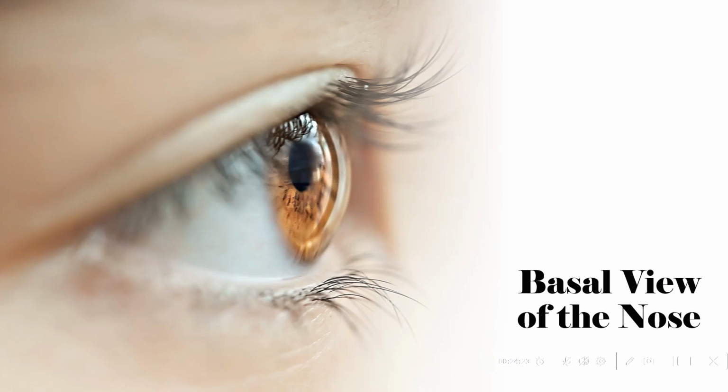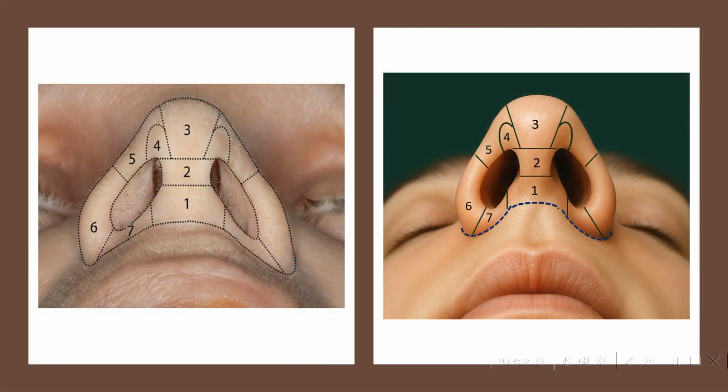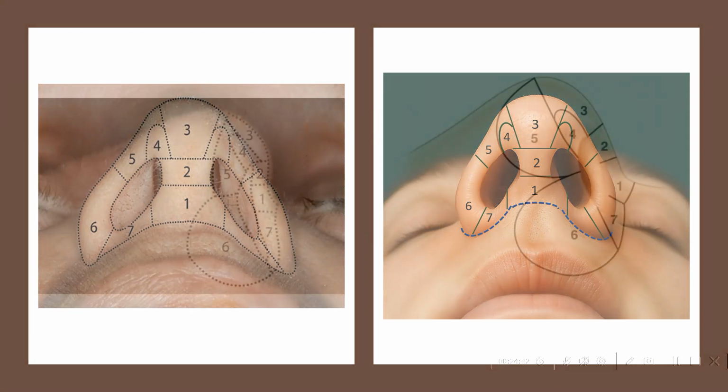Basal view of the nose. 1. Columellar base. 2. Central columellar pillar. 3. Infralobular triangle. 4. Soft triangle. 5. Lateral wall. 6. Alar base. 7. Nostril sill.